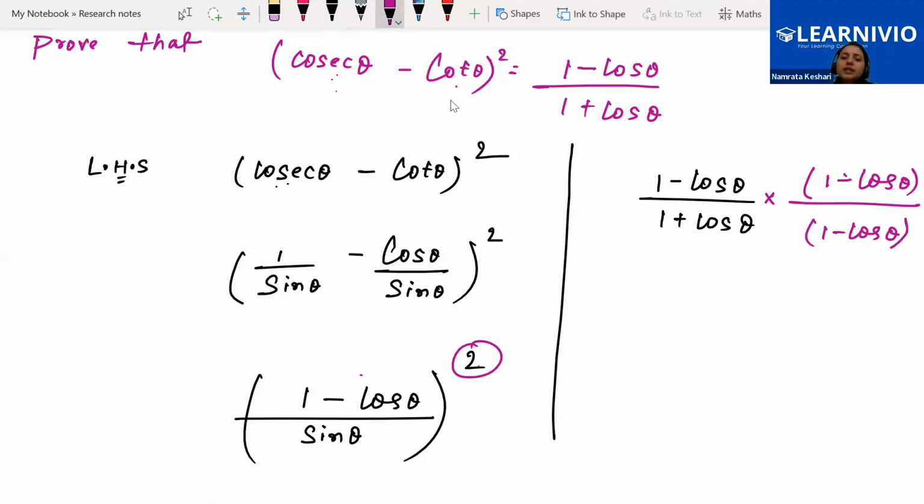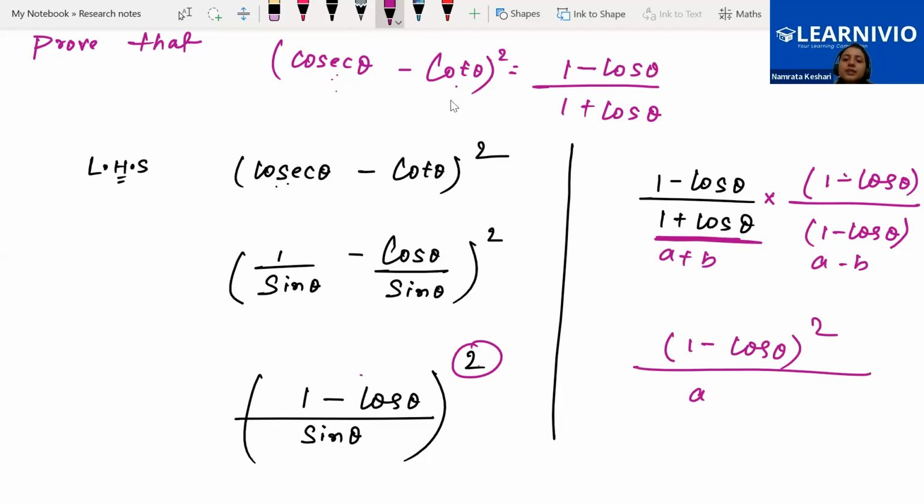Then what will we be getting in the numerator? 1 minus cos theta, that's a square. And what will we be getting in the denominator? A plus b and a minus b type of structure, right? So we will be getting a square minus b square. That means 1 square minus cos square theta, right?